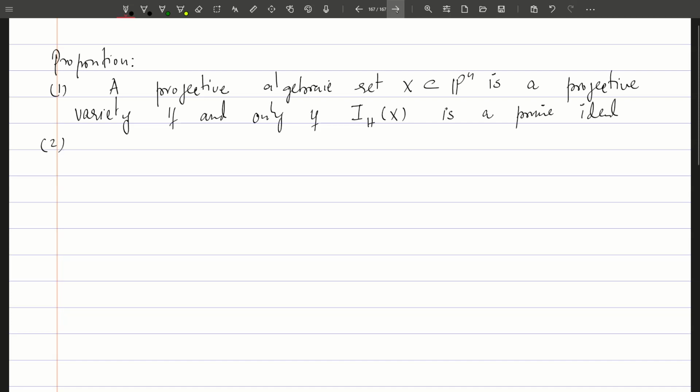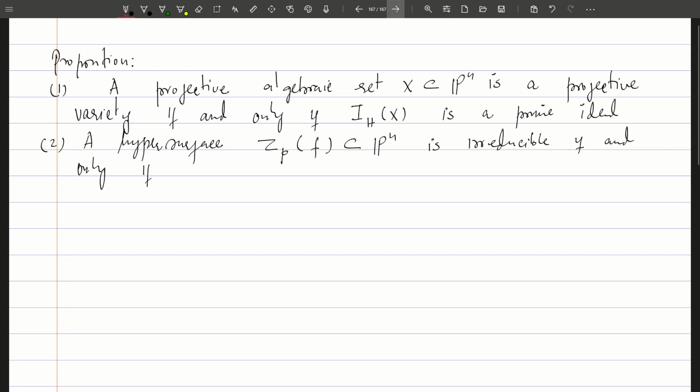And then we have the second item. A hypersurface, say the projective zero set of the polynomial f, which is a projective algebraic set, is irreducible if and only if the polynomial f, which is in the polynomial ring k[x_0, ..., x_n], is irreducible.